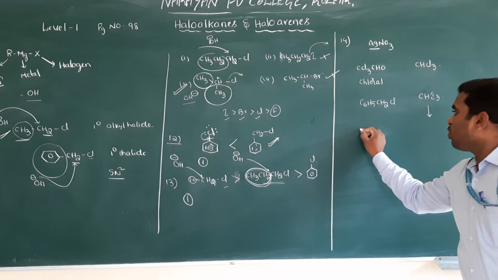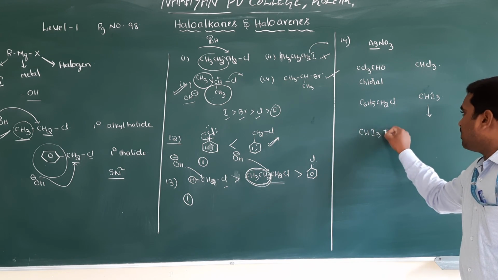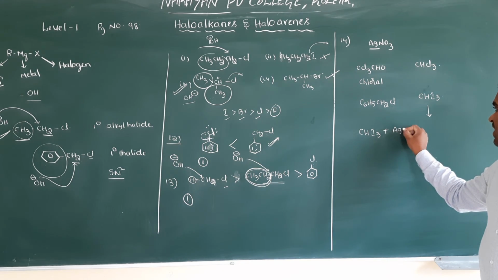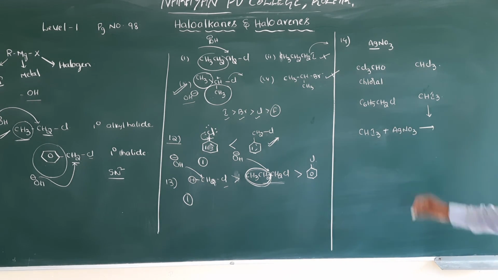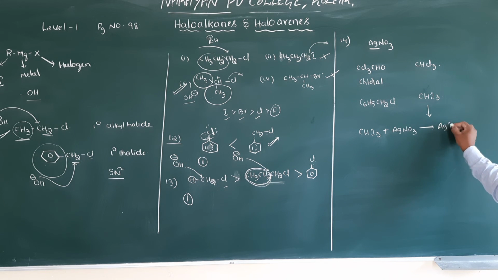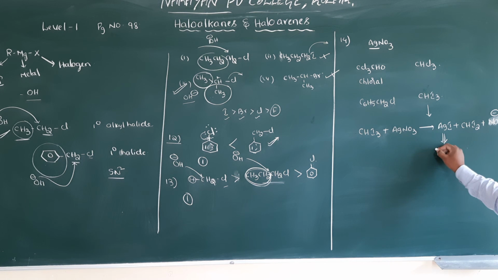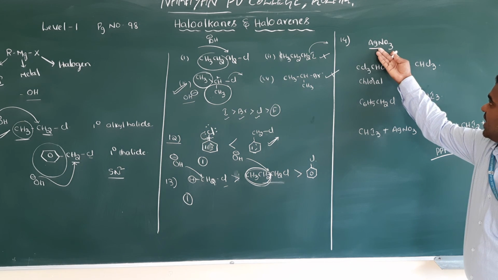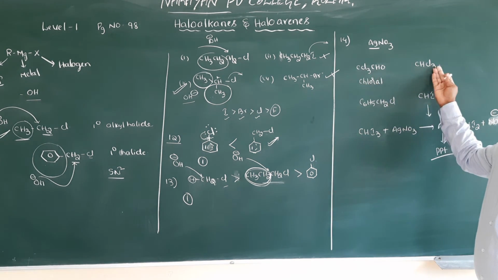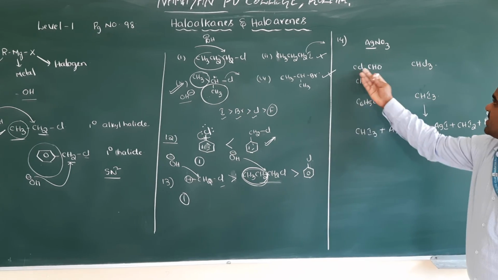So that's why, whenever iodoform reacts with AgNO3, what is the compound you will get? You will get AgI plus CHI2 plus HNO3. Then simply it is HNO3 minus, and you will get NO3 minus here. So AgI is a what? A yellow precipitate.